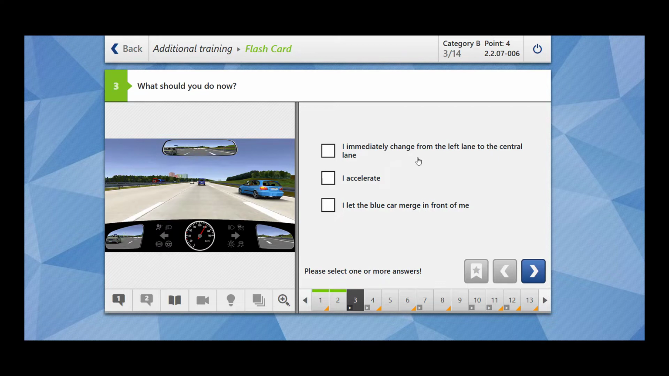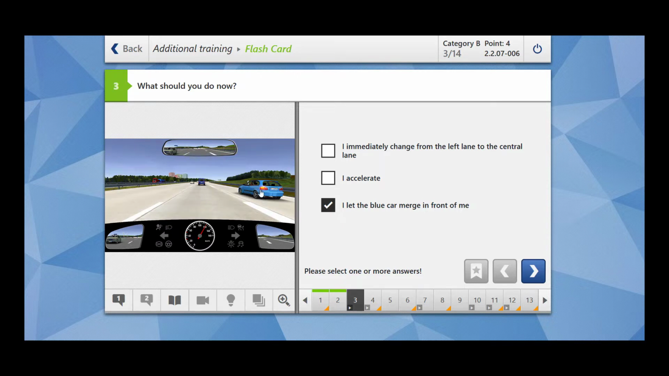I immediately change from the left lane to the central lane. This is incorrect. Why? Because you can see over here in the central mirror that a car is coming in the middle lane. So you should not immediately change your lane. I accelerate? No, because if you accelerate, then you will cause an accident with this blue car. I'll let the blue car merge in front of me. This is the correct option. Let the blue car merge in front of you.